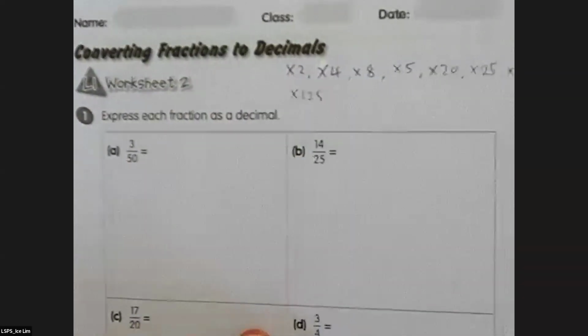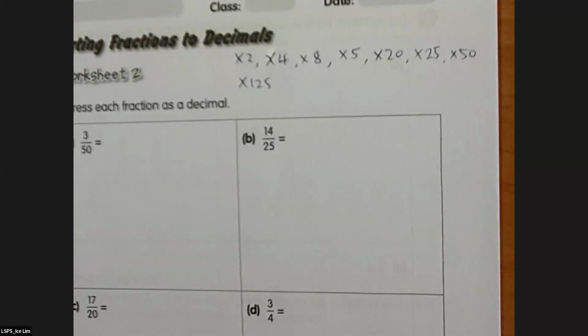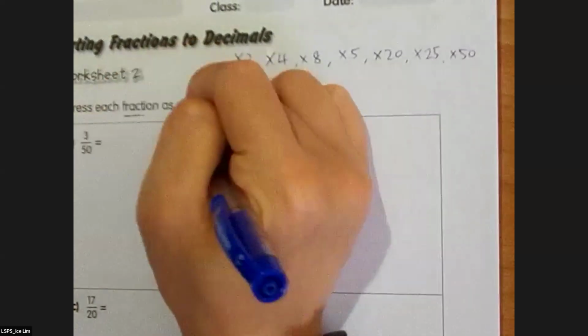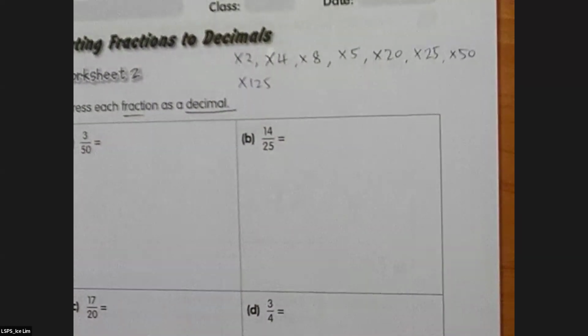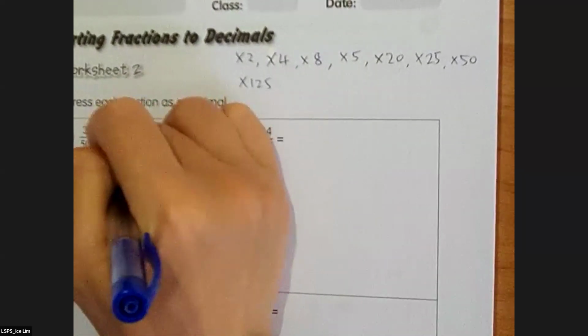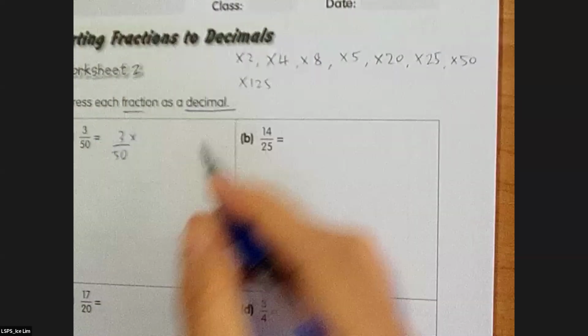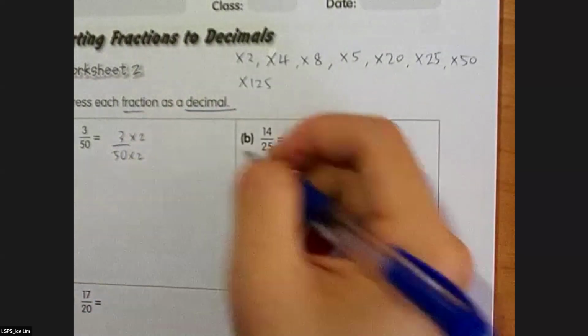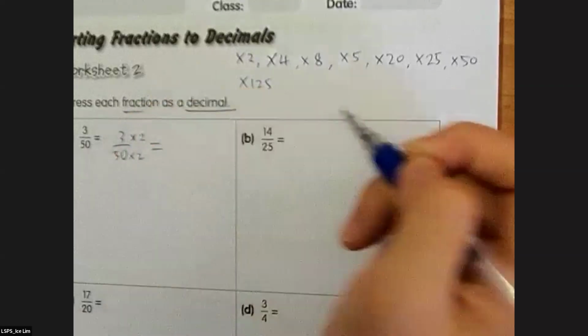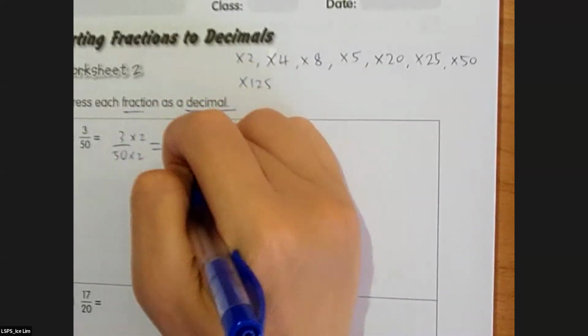Okay, so the following questions will be asking me to convert easily from fraction to decimal. I just have to pick any of these that can help me to convert to 12 times. I'll choose times 2 times 2. Then it will be equal to 6 out of 100.